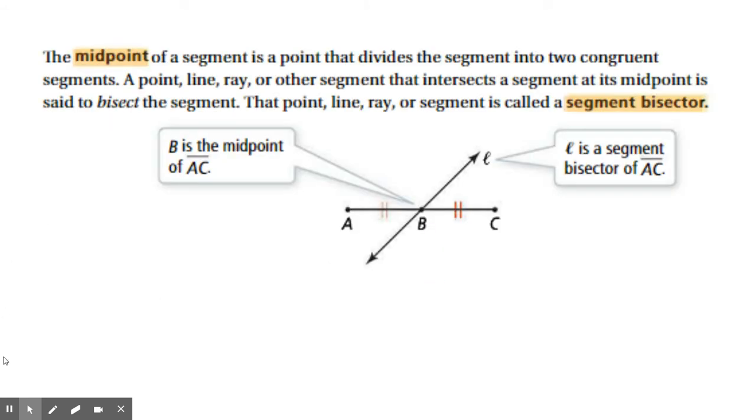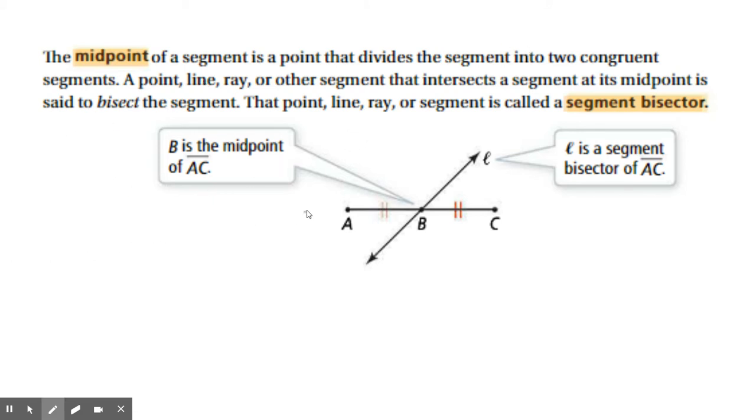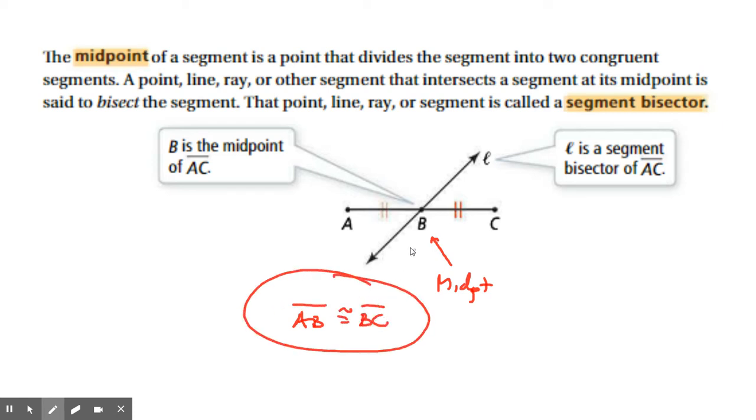All right, so first idea is a midpoint. So again, a midpoint is the middle point of a segment, divides the segment into two congruent segments. Notice here on this picture, B is the midpoint. So because B is the midpoint of segment AC, that means that segment AB is congruent to segment BC. So a midpoint creates two congruent segments on one segment.